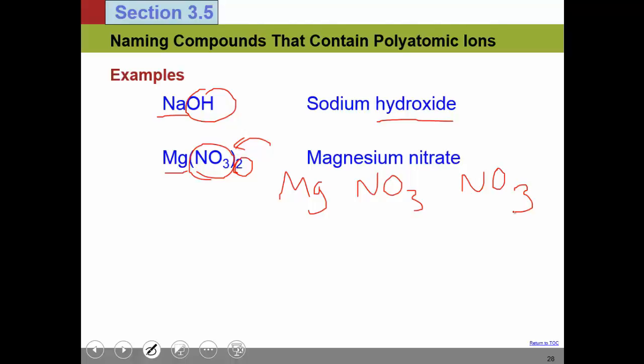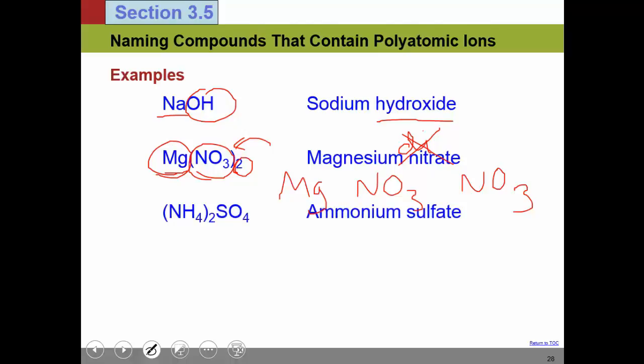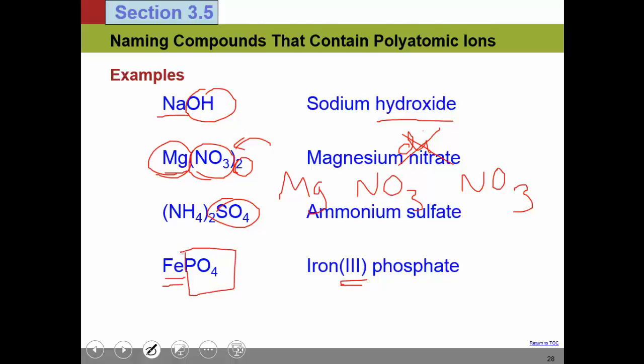Don't say dinitrate. It is not dinitrate. You only use di, tri, tetra with nonmetals and other nonmetals. Magnesium is a metal, so don't use the prefixes ever with a polyatomic group. Here we've got ammonium sulfate. The sulfate ion is SO4. Here we have iron(III) phosphate. Iron is one of those transition metals, so we do need to have its charge in parentheses. Therefore, we had to know that PO4 had a -3 charge on it, and by default we would calculate the charge on the transition metal here to be a +3.